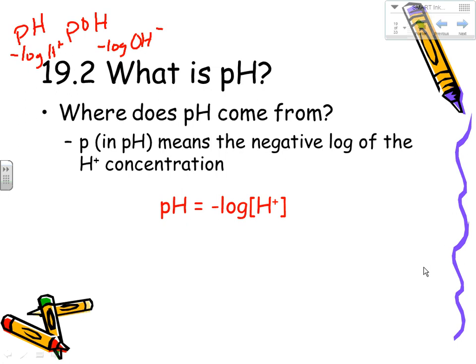So this is another thing you've got to be familiar with and know how to use. So how do we get pHs? Well, they come from H plus concentration. You just take the negative log of the H plus concentration.